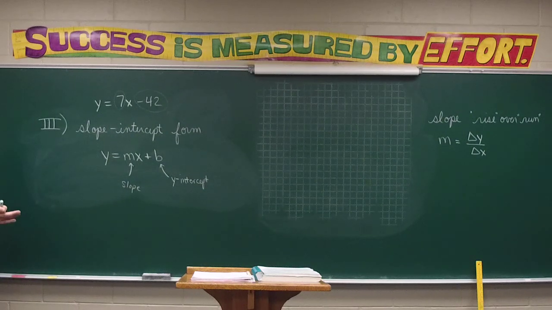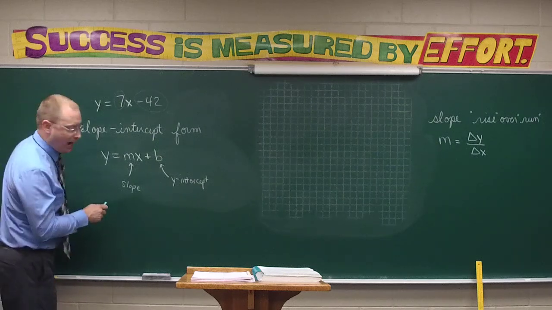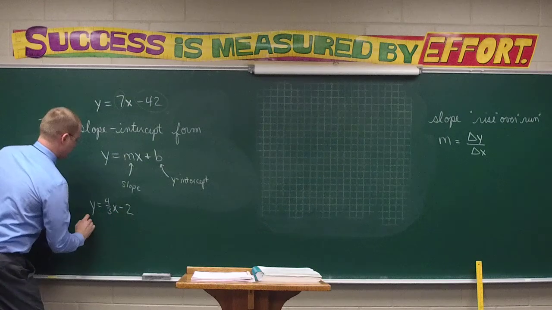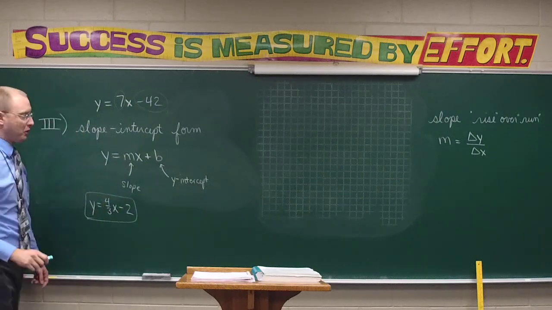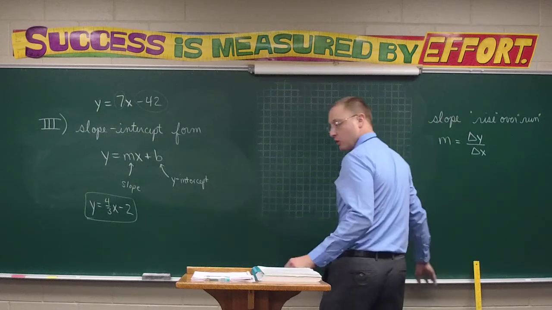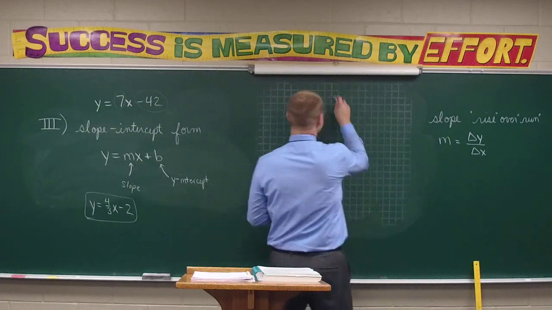For instance, write this equation down in your notes if you would, please. Y equals 4/3 x, negative 2. y equals 4/3 x, negative 2. If you would also set up a Cartesian plane on your graph paper.